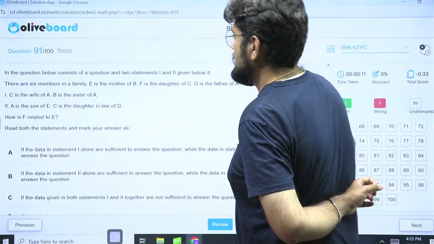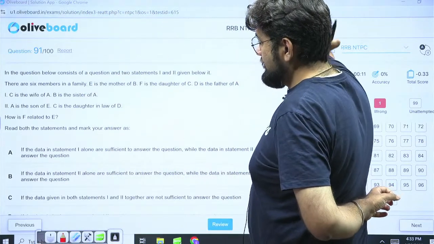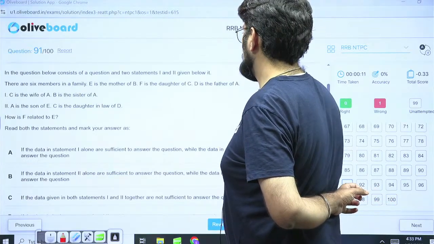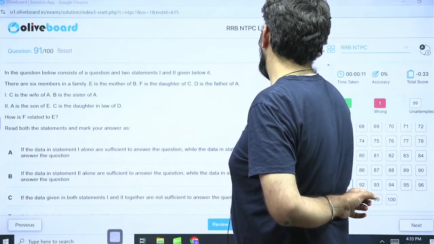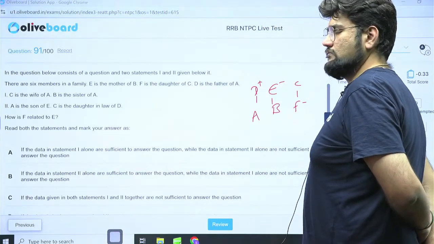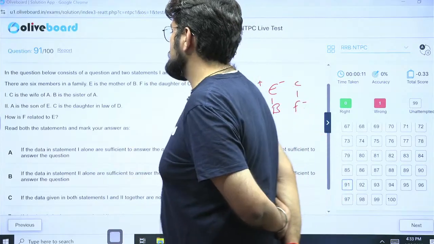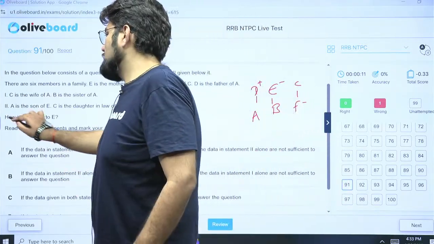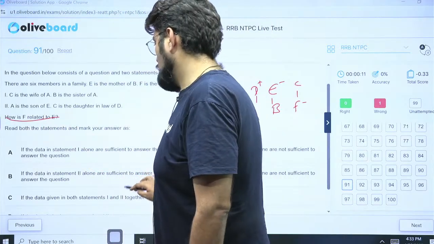Data sufficiency. Okay. So there are 6 members in a family. E is the mother of B. F is the daughter of C and D is the father of A. Okay. Now the question is, read both the statements and mark your answer. How is F related to E? We need to find this. Now look at the options: statement 1 alone, 2 alone, both, and none.